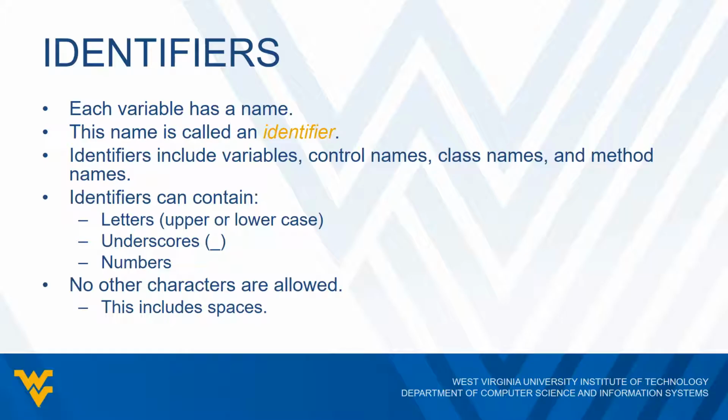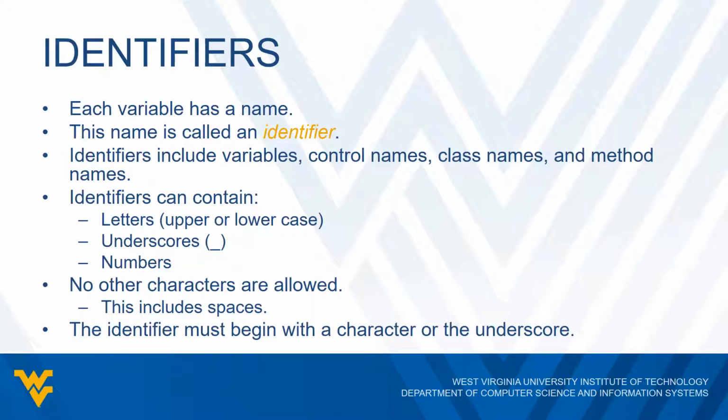If you're trying to take two words and put them together to use as an identifier, you'd either need to do some tricks with capitalization like in Java, or use an underscore to separate them, but you're not allowed to have a space in an identifier. The other rule with identifiers is that it must begin with a letter or the underscore. We cannot have it start with a number. And this is true for identifiers in any other programming language.